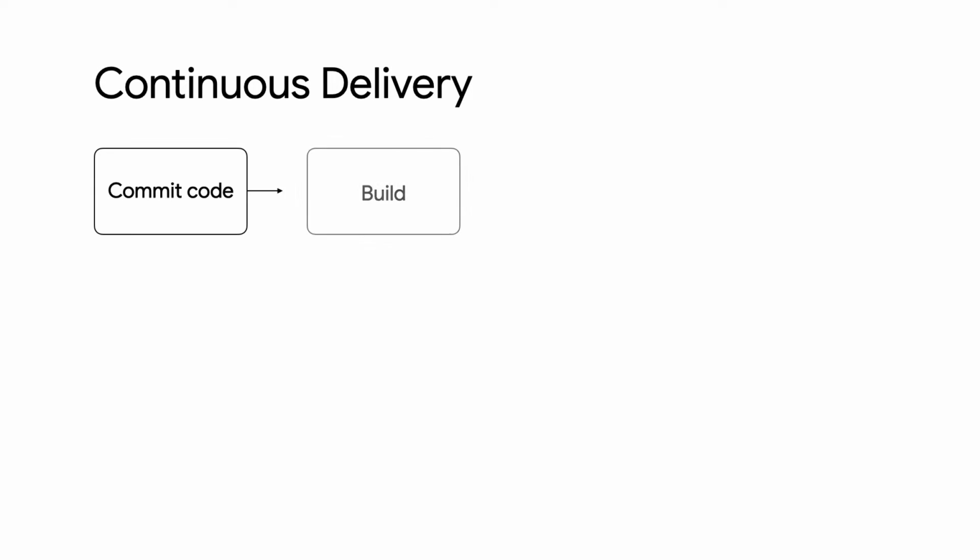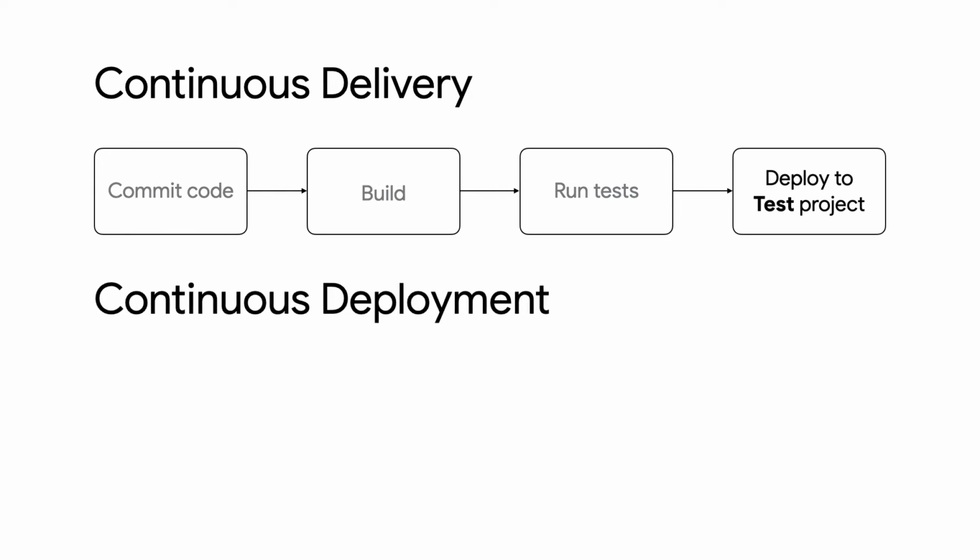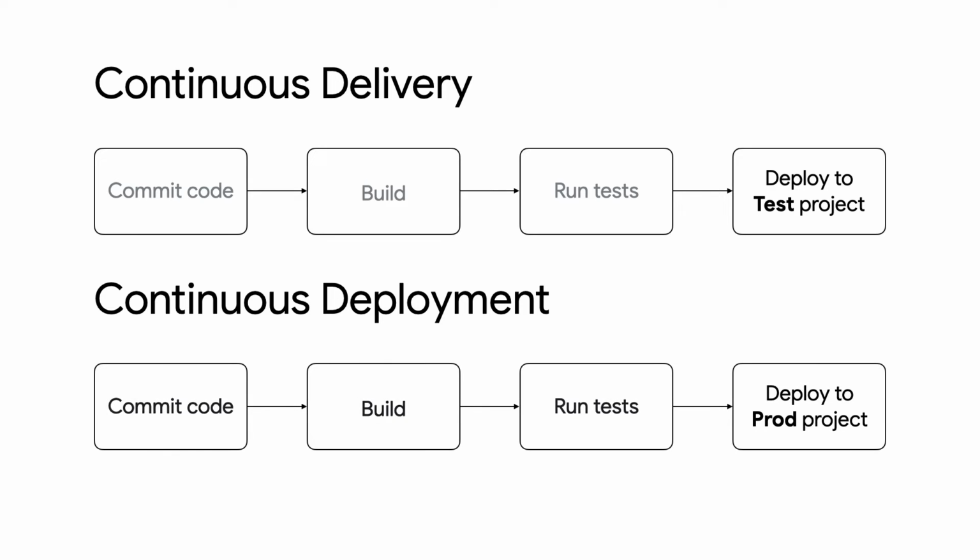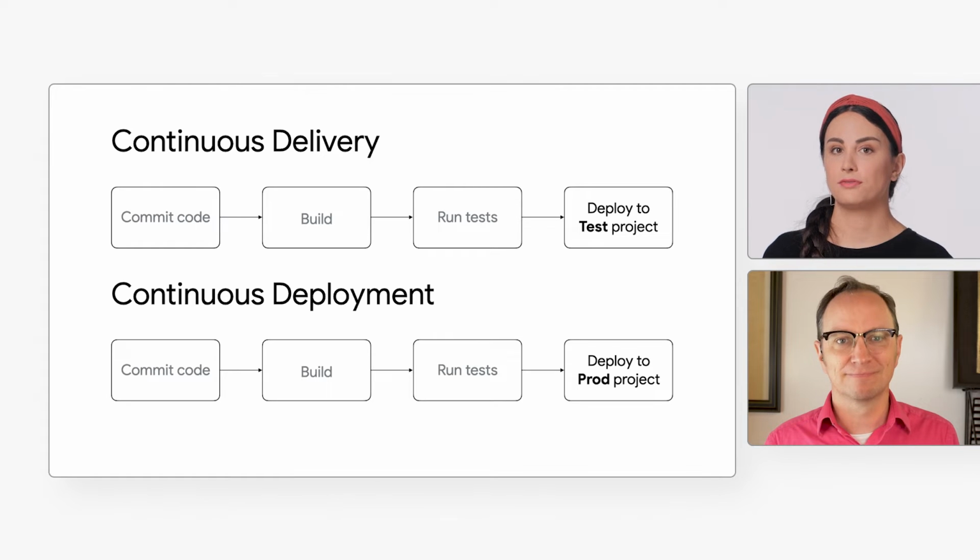So the first thing you want to do is to make sure you're using a separate Google Cloud project for your test environment and for your production environment. And if you want continuous delivery, you can add a deployment step in your Cloud Build configuration file so that your built software gets deployed to your test environment.